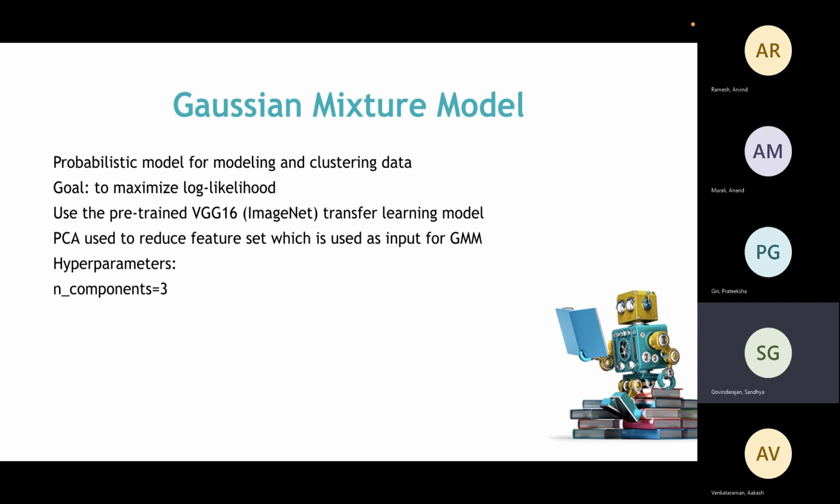The next model we used was the Gaussian mixture model. This is a probabilistic model, and the goal of this model is to maximize the log likelihood. Here we used a transfer learning model called VGG16, which was trained on ImageNet data. We also used PCA to reduce the feature set, like I mentioned before in the previous slides. And the number of components we used was 3.